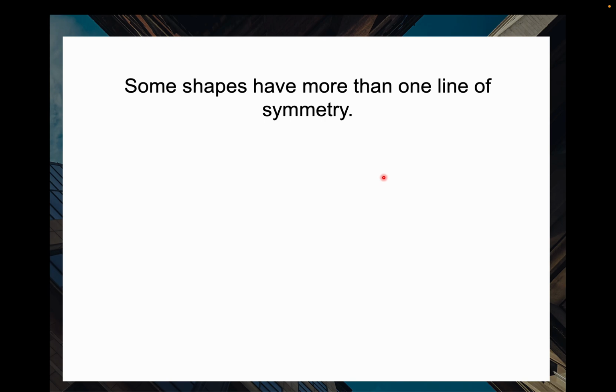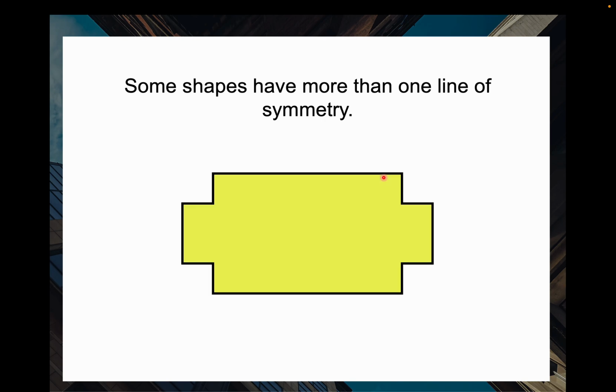For some shapes, we have more than one line of symmetry. For example, here we have a compound shape. Obviously, the first line of symmetry will be this. If you fold this piece onto this piece, it will perfectly fit. The second one, which you probably already guessed, will be that line, because when you fold this piece after you cut using your symmetry line, it will perfectly fit into this piece over here. So the shape we have here has two lines of symmetry.